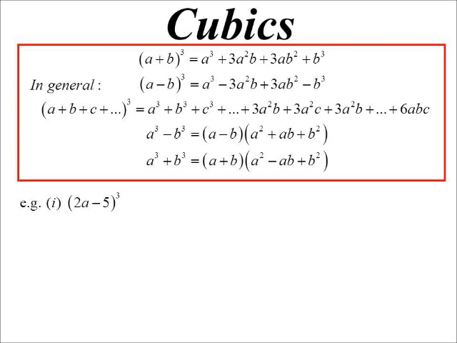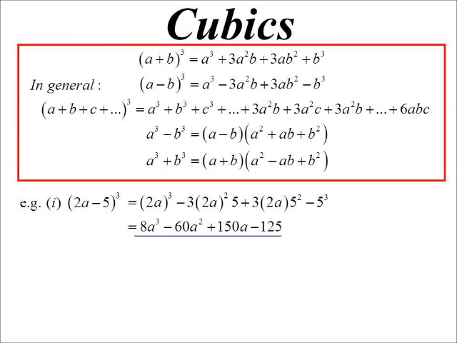So 2a minus 5 all cubed then, if I was going to do it all in my head, I could write it all down straight away. But what I'm basically saying is, first term cubed minus 3 lots of the first one squared times 5 plus 3 lots of the first one to the power 1 times 5 squared minus the 5 cubed. And we end up with that.